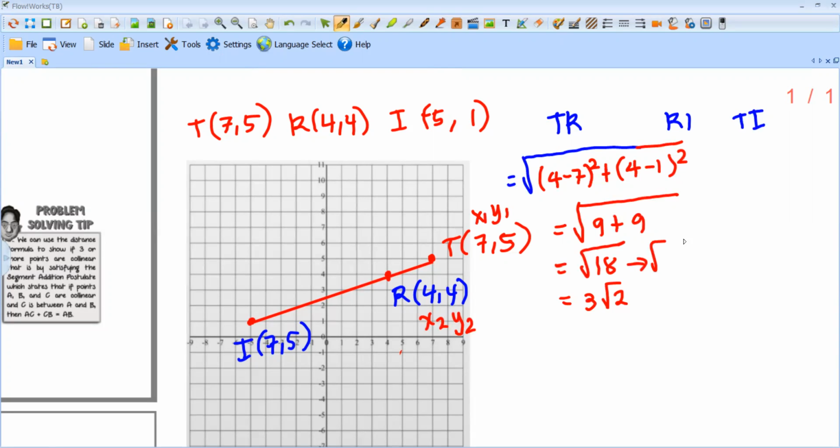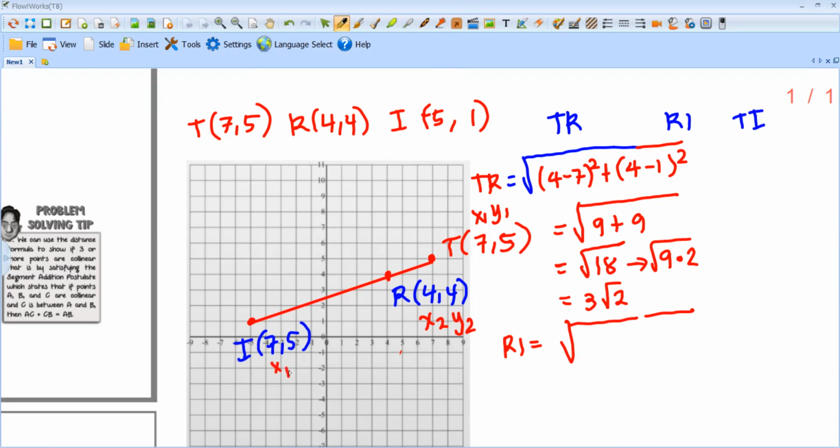Because this is the square root of 9 times 2. The square root of 9 is 3, and then the square root of 2. Let's go to TR, or RI. So this is TR. Let's get now the RI. For RI, we have this point.